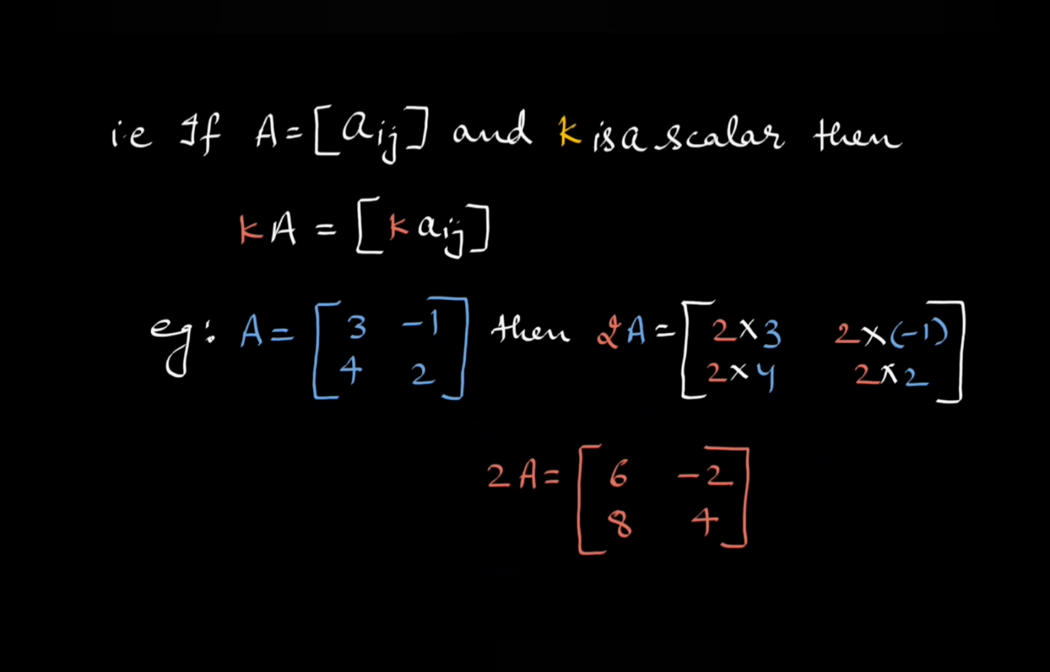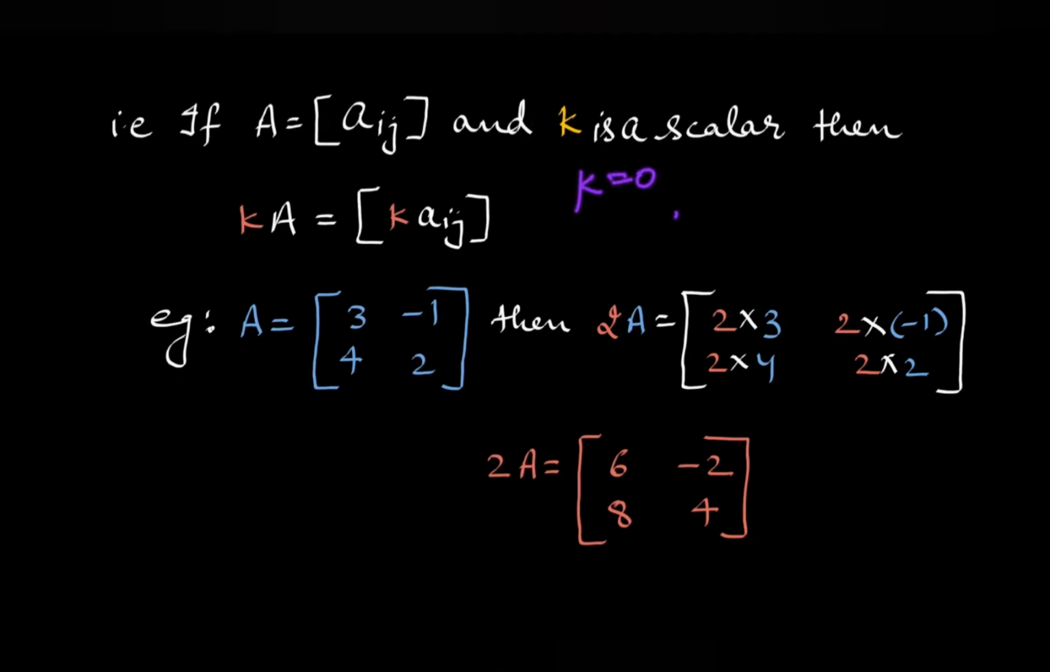Right? Now this scalar can be 0, can be non-zero, it can be a complex value, it can be a fraction also. There is no restriction on this scalar k. If you take k as 0, it will be 0 into A, that will be a zero matrix. This will be the zero matrix.